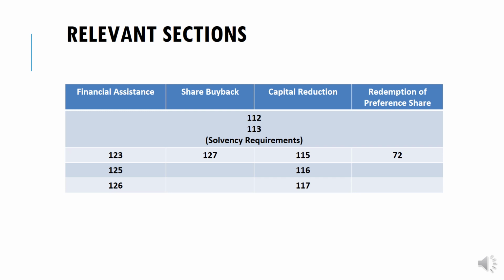We have this table. So look at the relevant sections, right? Solvency requirement, all four need this: 112, 113. All four transactions need this. Financial assistance involves sections 123, 125, and 126 plus 112, 113. Share buyback involves section 127 plus solvency requirement 112, 113. Capital reduction involves sections 115, 116, 117 plus 112, 113. And redemption of preference shares involves section 72 plus solvency requirement sections 112, 113.